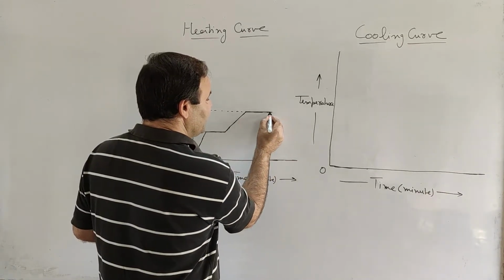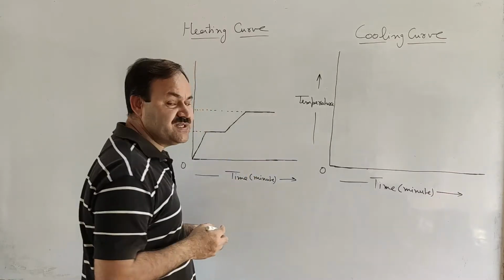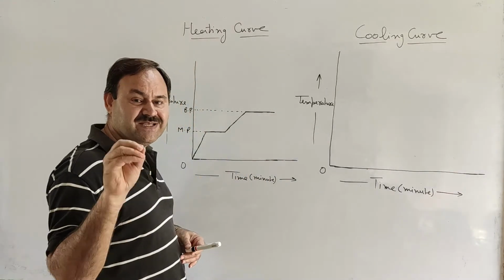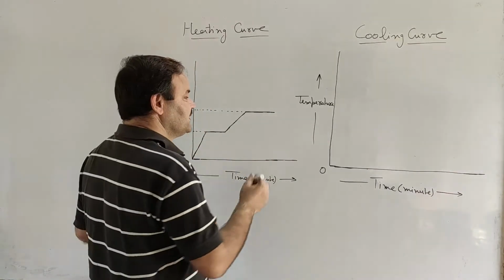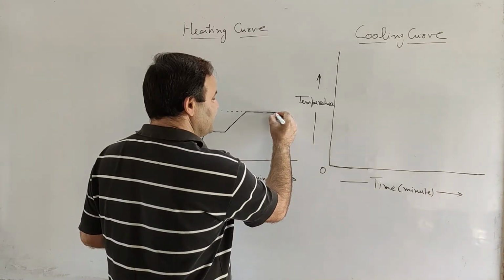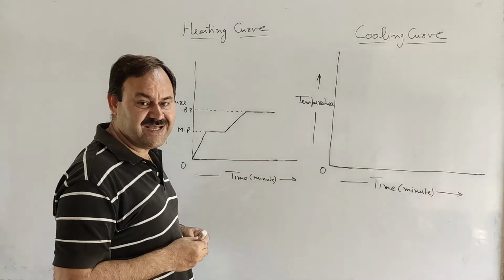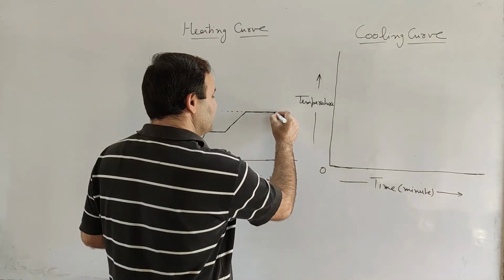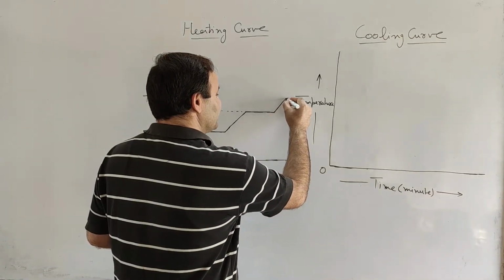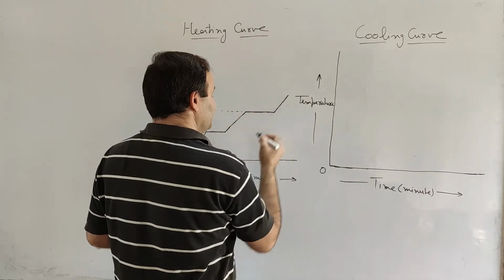Now, when the entire liquid changes into its vapor state, then on supplying heat to these vapors, the temperature of the vapors will rise, and the specific heat capacity of vapors being less, it will rise a bit quickly. So the graph will be like this.